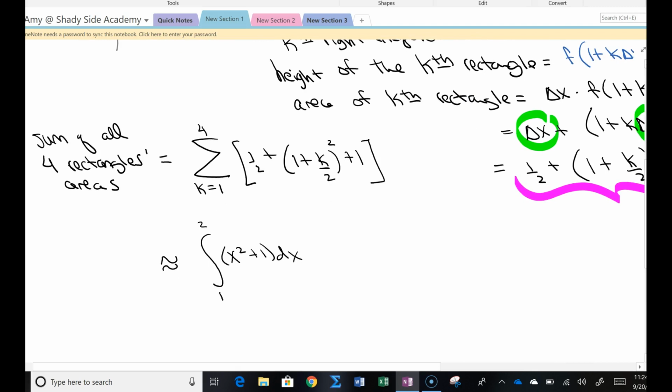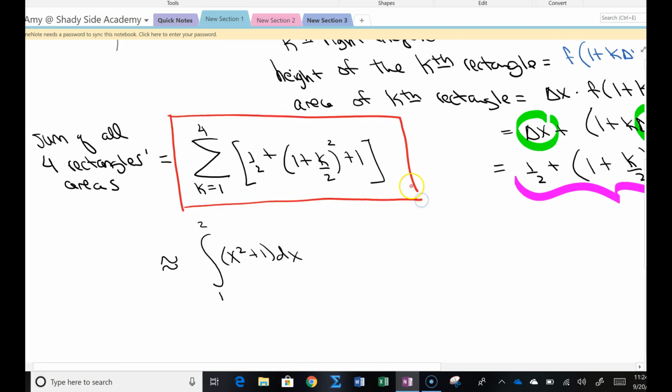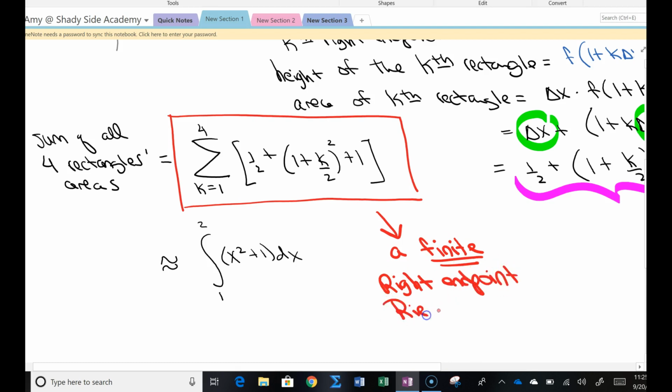So now to answer the question, what exactly is a Riemann sum? This right here is a Riemann sum. This is a finite, right? A finite. Why finite, everyone? Finite because I'm just adding up 4 terms, because the upper limit of summation is not infinity. This is a finite right endpoint Riemann sum.